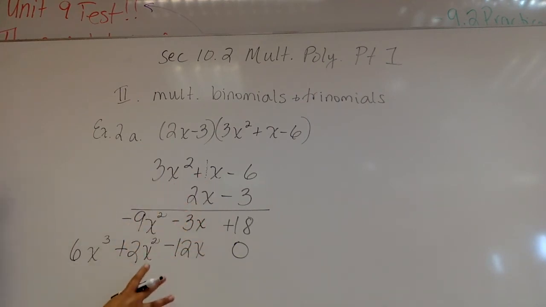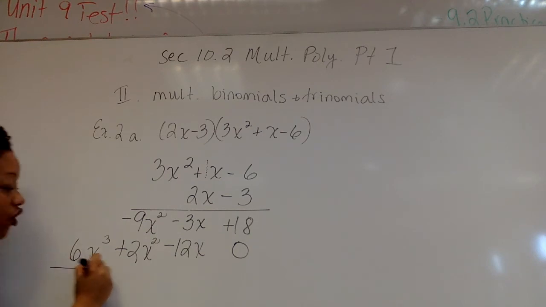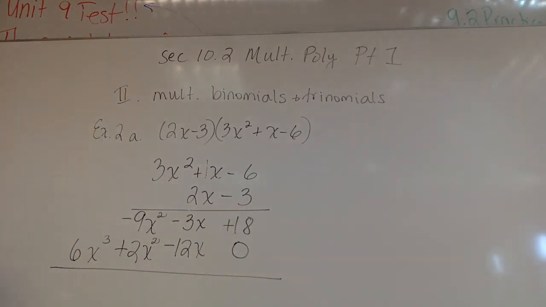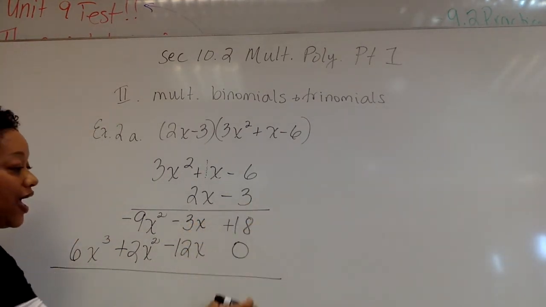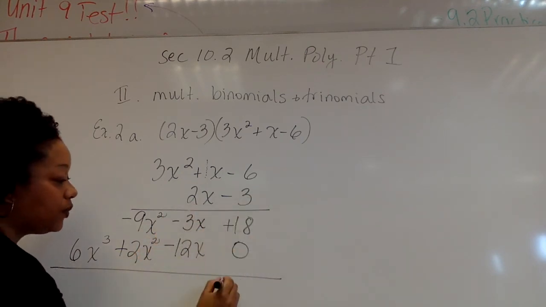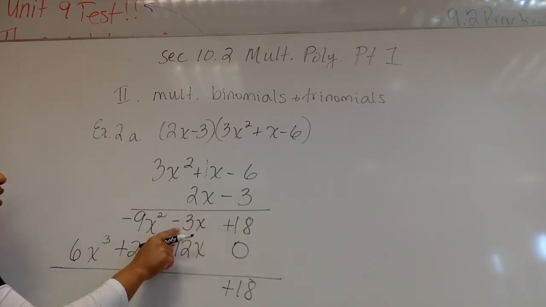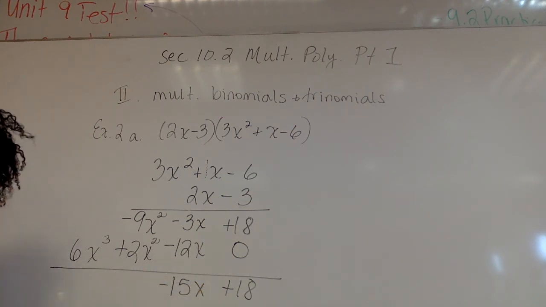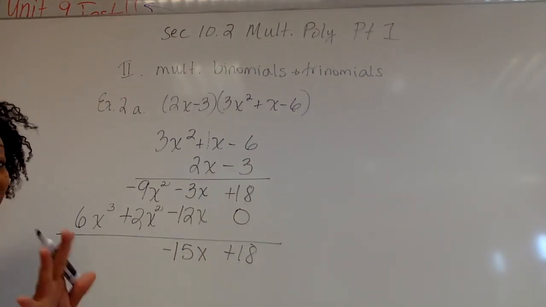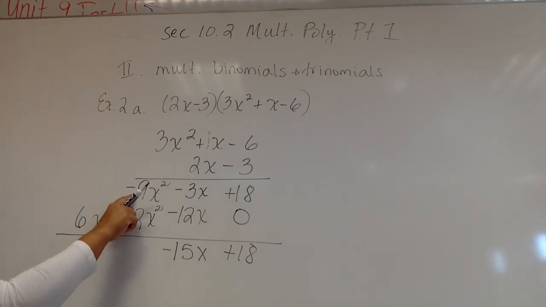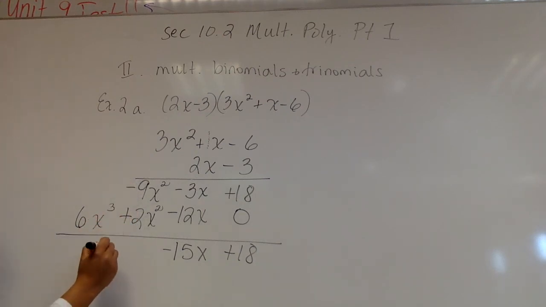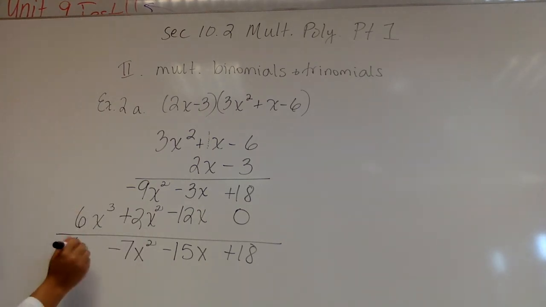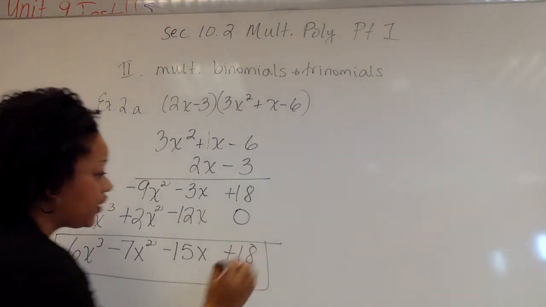All right, so you see what I did? Multiplied everything, have it nice and lined up, nice and pretty. I draw my line, and like you would in elementary school, you're going to add your columns. So this becomes a +18. -3 minus 12 is a -15x. No x squared, ladies and gentlemen, because we're adding and subtracting. -9 plus 2 is -7x squared. And then I just bring down my 6x cubed because I have nothing to add it to. Box it, and we're done.